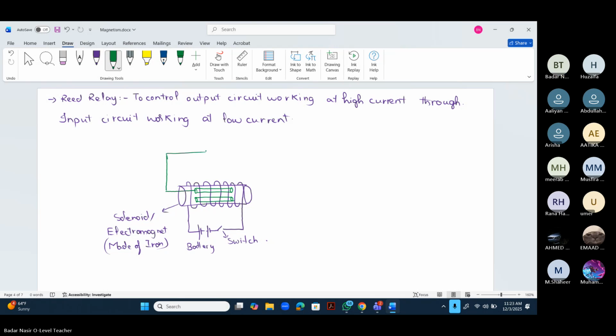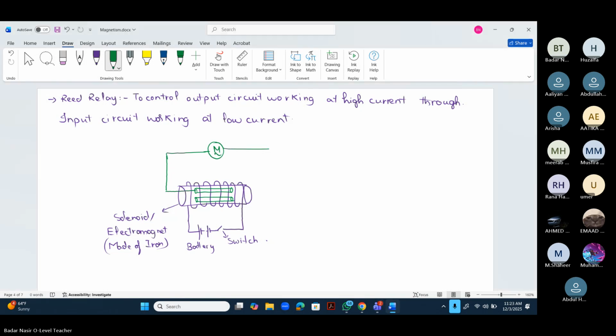We have a motor. This is the symbol for motor. So the green one is our output circuit. Okay, this one is the output circuit. And I also had to place an AC source in it. So this is an AC source. So we have this output circuit, and this one is an input circuit.